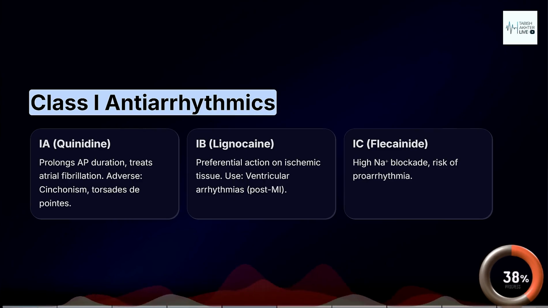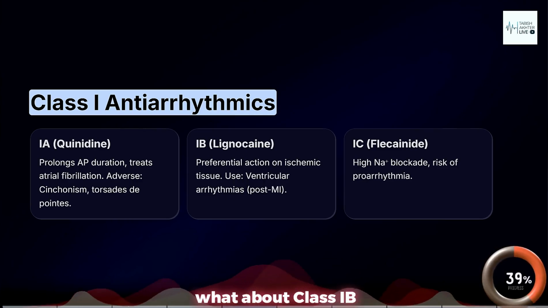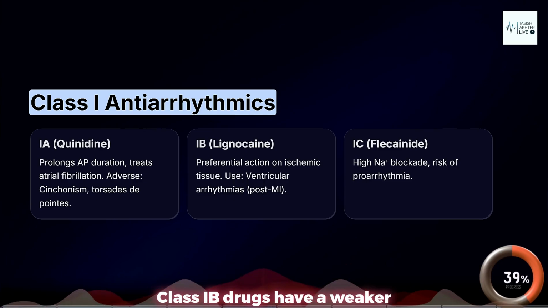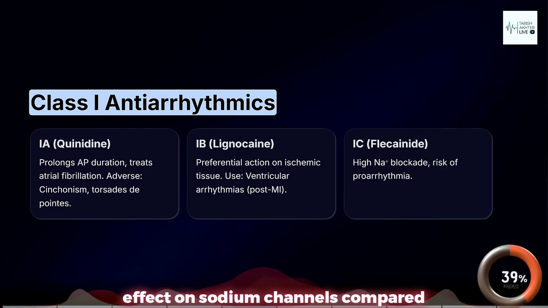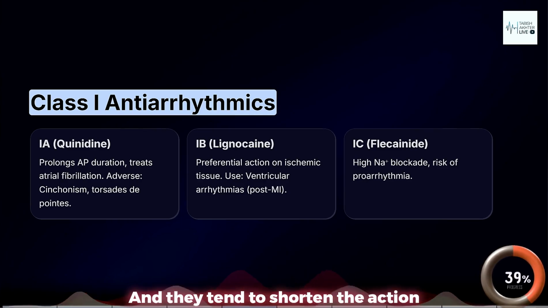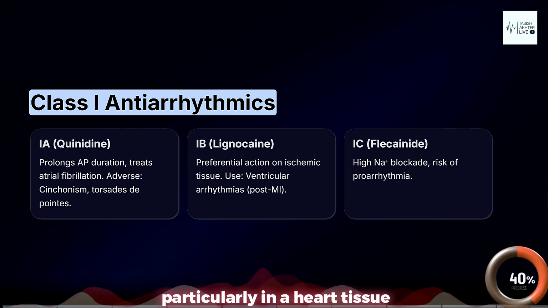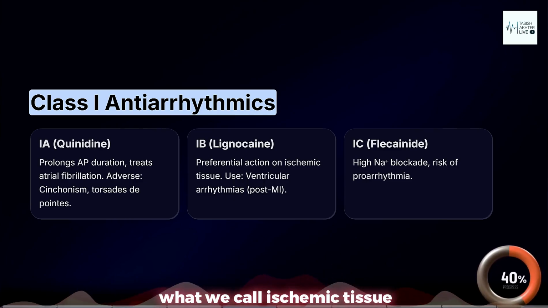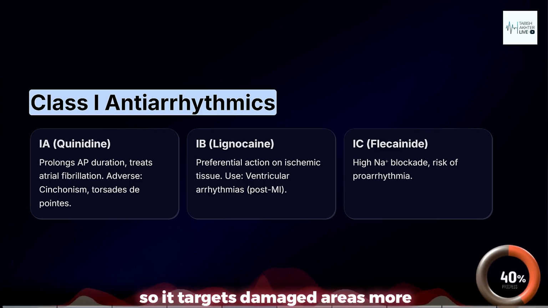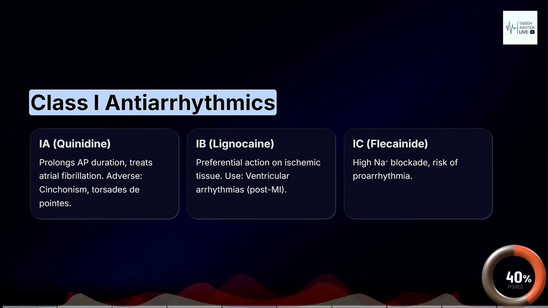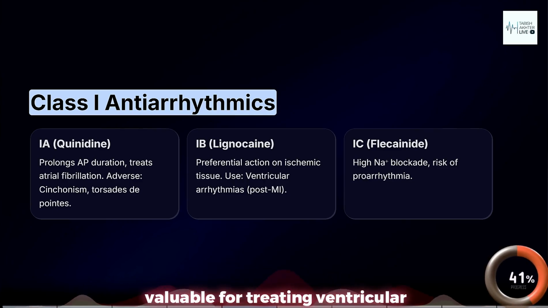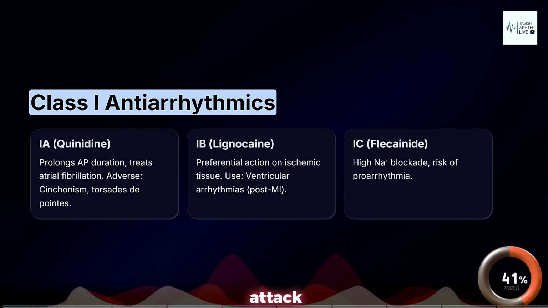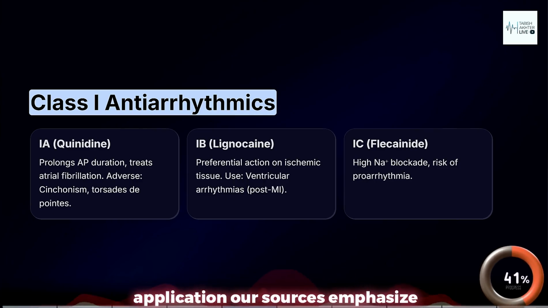That's a curveball. All right, what about class IB, lignocaine or lidocaine as it's often called? How does it differ? So, class IB drugs have a weaker effect on sodium channels compared to IA, and they tend to shorten the action potential duration, particularly in heart tissue that's been damaged or isn't getting enough oxygen, what we call ischemic tissue. So it targets damaged areas more. It has a preference for them, yes. This makes lignocaine particularly valuable for treating ventricular arrhythmias, especially in the setting of a recent heart attack. That's a really important clinical application our sources emphasize.